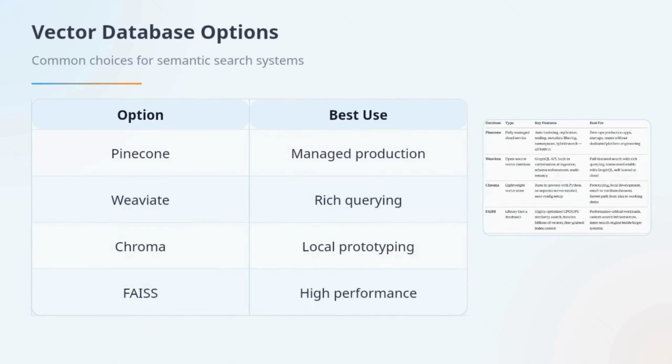Pinecone is popular when you want a managed service and less operational burden. Weaviate is strong when you need richer querying and flexible self-hosting. Chroma is great for local development and fast prototyping. FAISS is not a full database, but it is extremely powerful for high-performance similarity search inside custom systems.